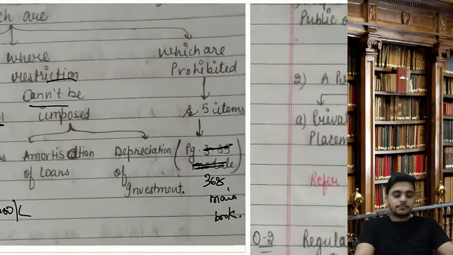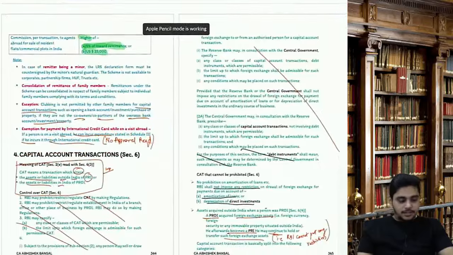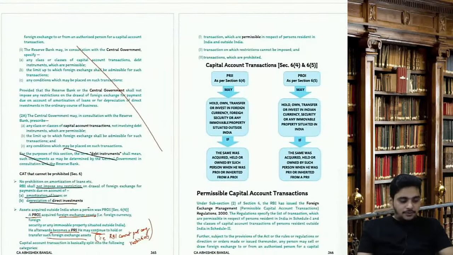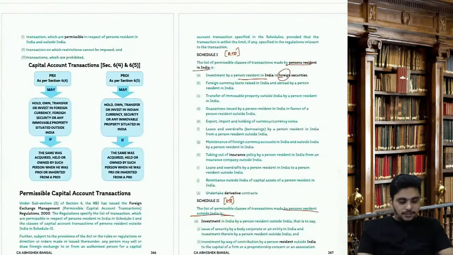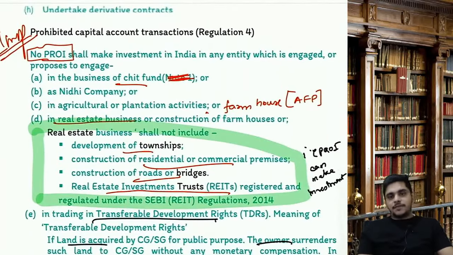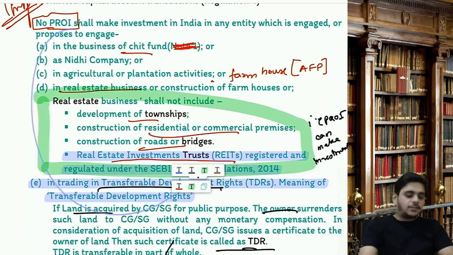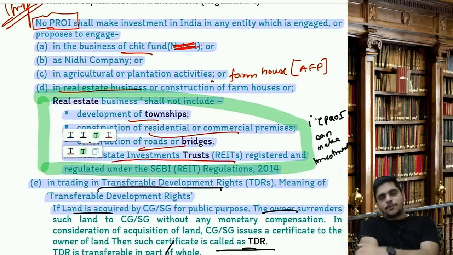Okay, then prohibited. Very, very, very important list. In the prohibited list, there are 5 things where you can't do foreign exchange transactions. First one, no PROI shall make investment in India in a business of chit fund, Nidhi company, and AFP: agriculture, farmers, plantation. Fourth, real estate business. Fifth, TDRs, transferable development rights. In these five things, you can't use foreign exchange.